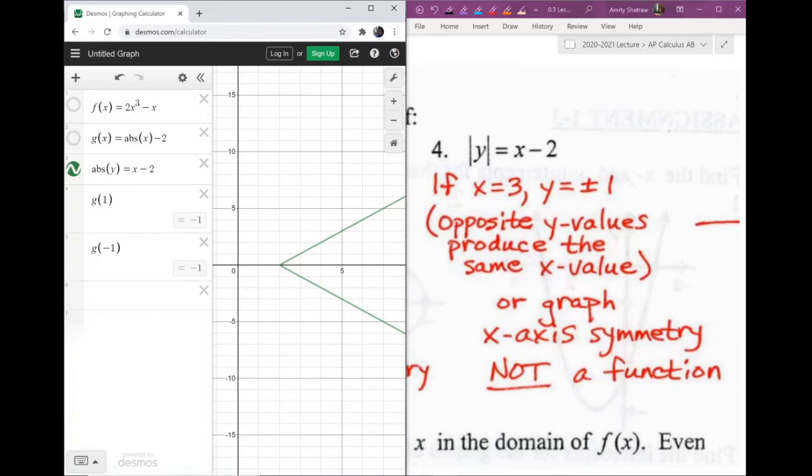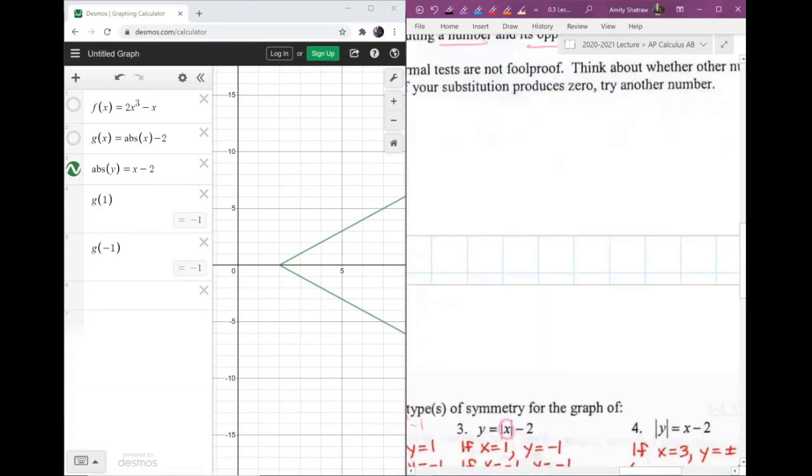The other thing he wants you to note is that opposite y values produce the same x value. So at any time I plug in any y, I could have plugged in the positive or the negative, and that's going to cause me some trouble. So it is not a function, but it is x-axis symmetry, okay, because I can fold it right here on this line, and then that gets me the same shape laid on top of one another.